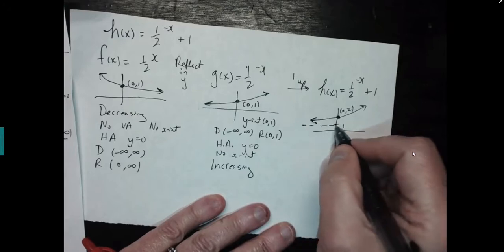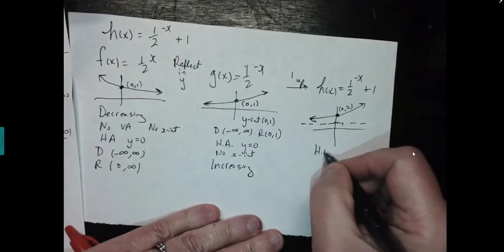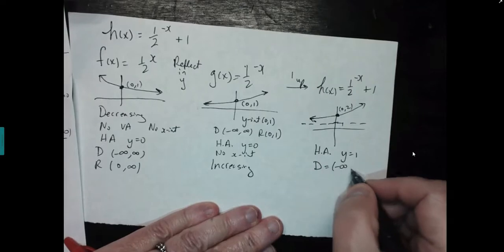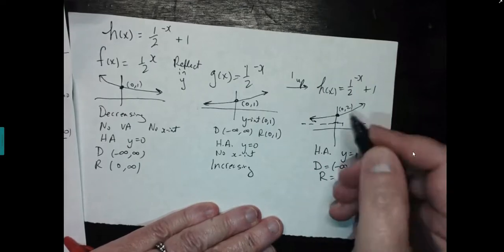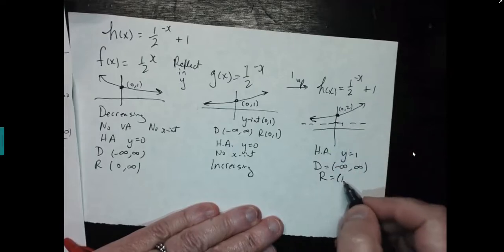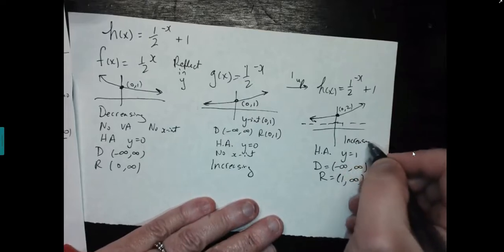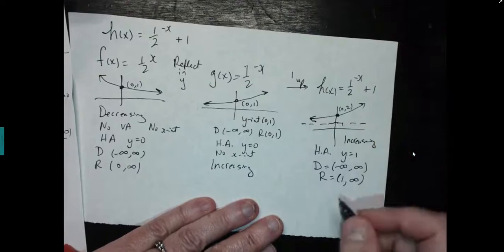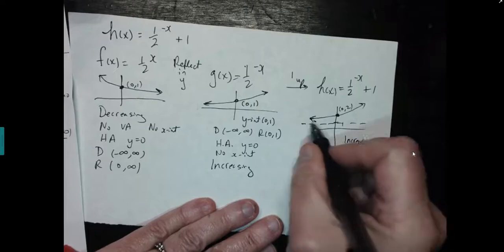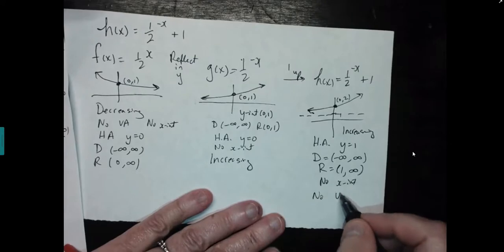My new horizontal asymptote, instead of being the x-axis, is going to be shifted up 1, so y equals 1. I still have the same domain, but now my range, well, I go from bottom to top on the y-axis. I start at, but I do not include, 1. It's an increasing function still, and there is no x-intercept because we've got this horizontal asymptote of y equals 1, and there's no vertical asymptote.